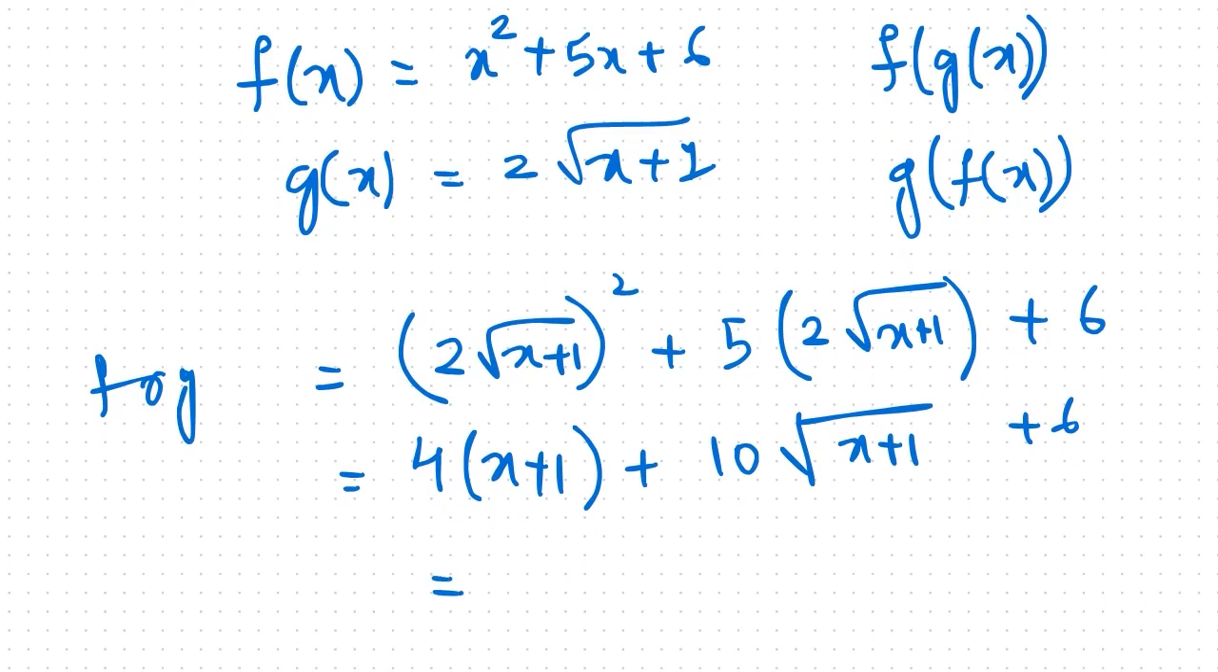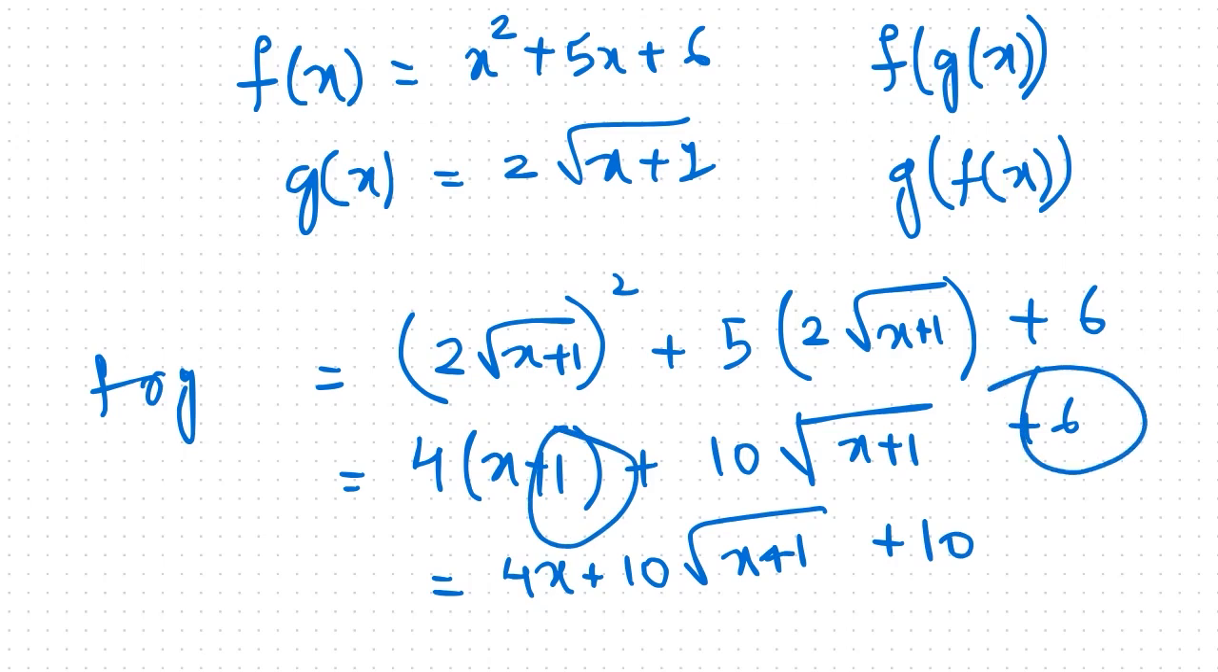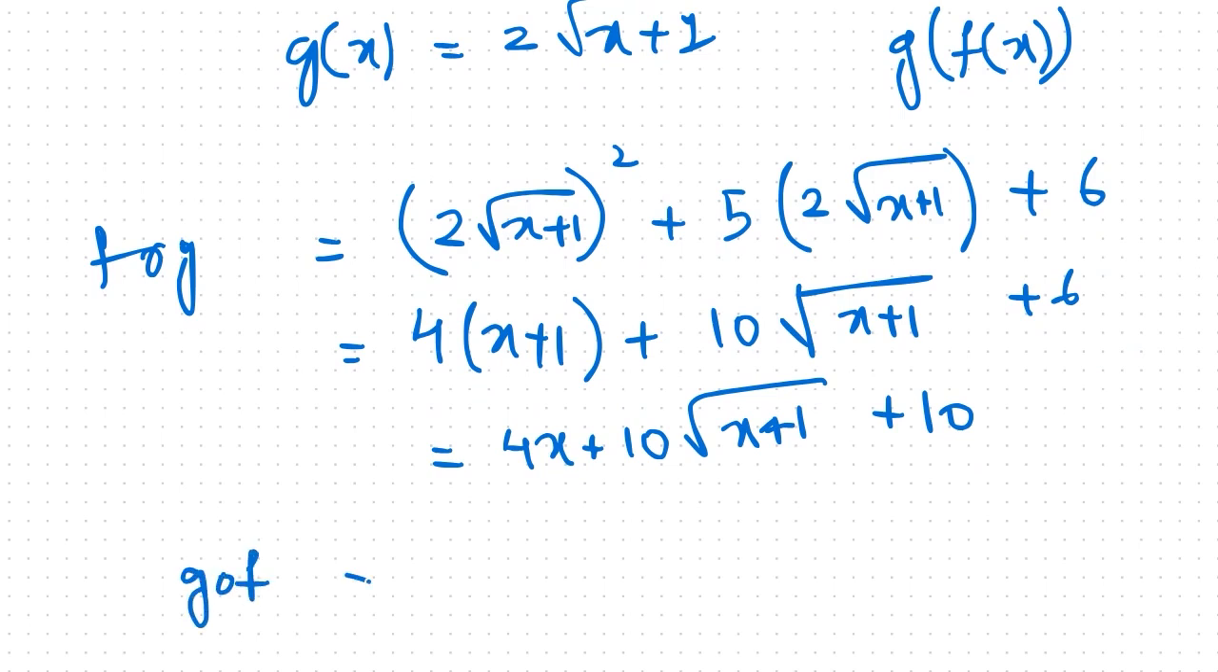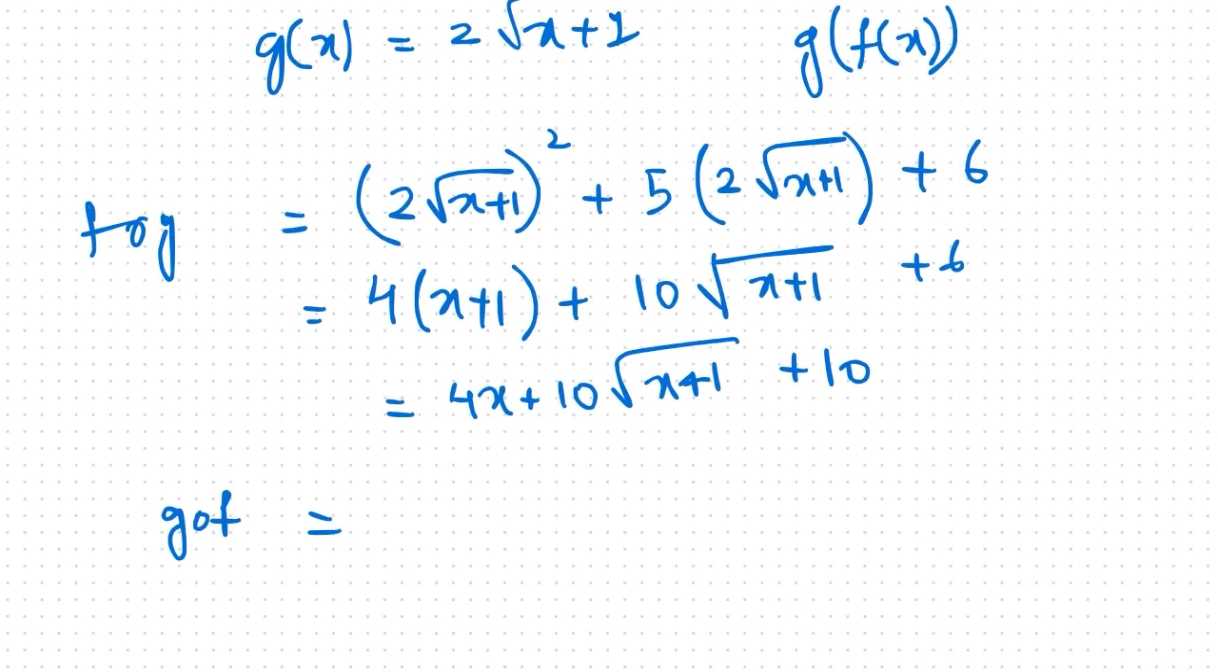And then finally, it's just 4x plus 10 root x plus 1 plus 16, since 4 plus 6 equals 10. So this is f of g. Now g of f: you take f of x and you put it into g. So it becomes 2 times the root of x squared plus 5x plus 7.